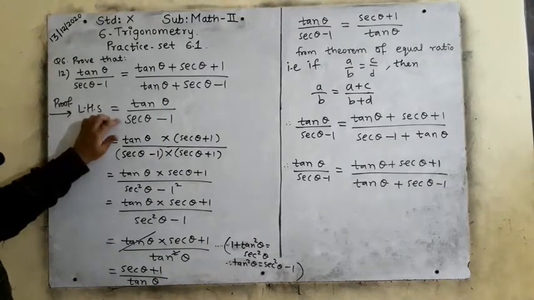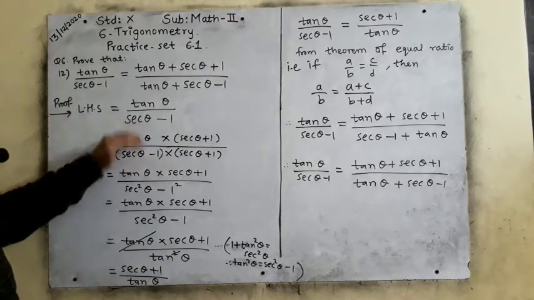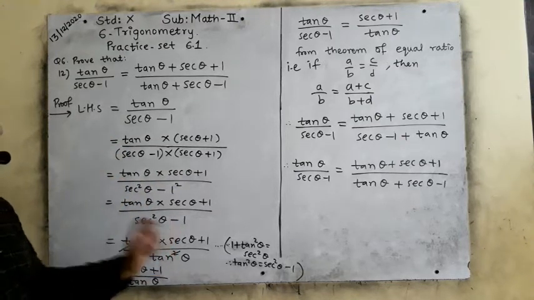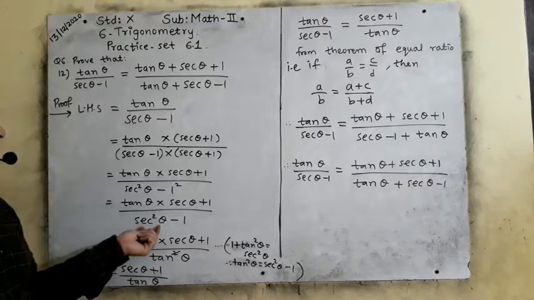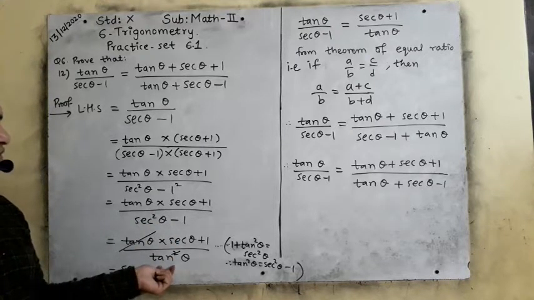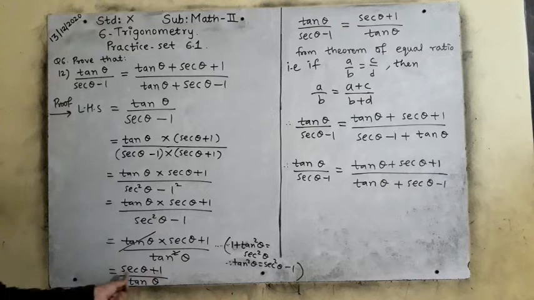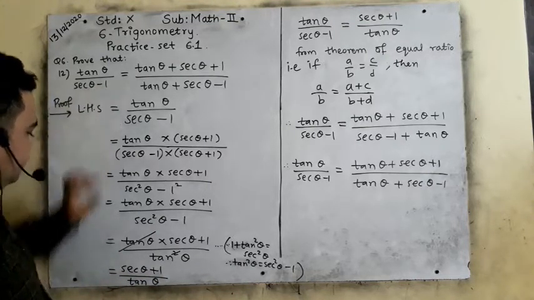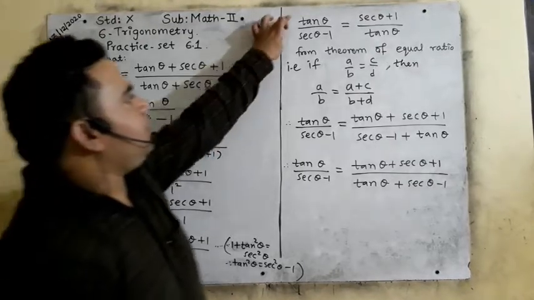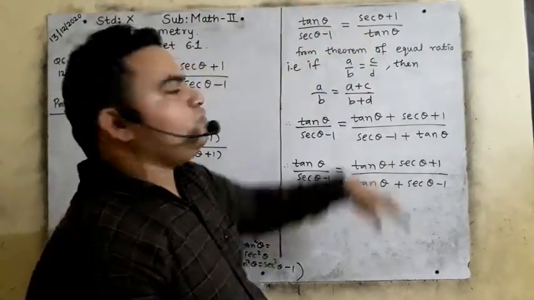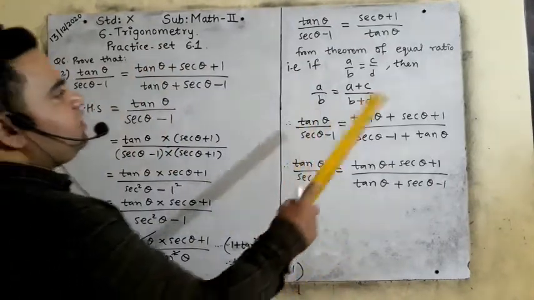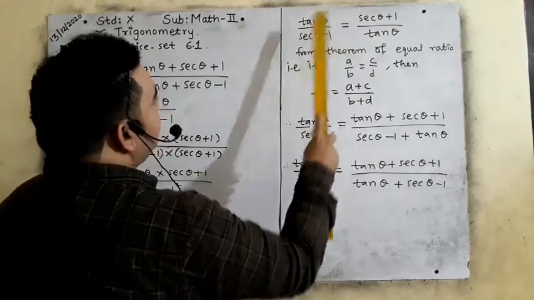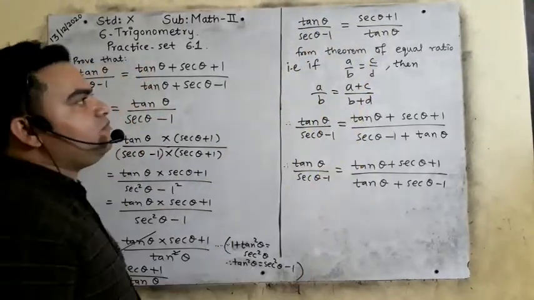Everything is easy. We will rationalize this denominator. We will multiply the ratio by sec theta plus 1. Sec square theta minus 1 is the value of tan square theta, so in place of sec square theta minus 1 you will write tan square theta. Tan will get cancelled. Sec theta plus 1 upon tan theta will remain. So this a upon b is equal to this c upon d. We will write a upon b is equal to c upon d. Then we will apply the theorem of equal ratio. This is a upon b is equal to a plus c upon b plus d. This is the theorem of equal ratio.